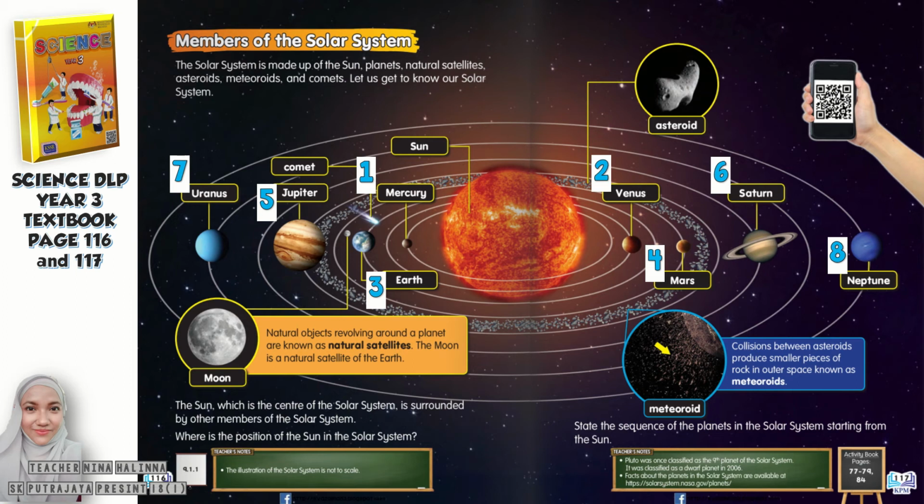All right, let's look down here, the smaller notes here. The illustration of the solar system is not to scale. That means this is not a real picture, it's just an illustration.